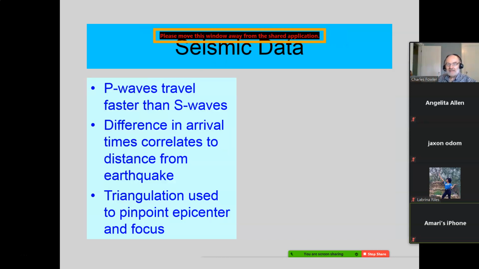Okay. Now, as I've said a couple of times already, the P waves, the primary waves, travel faster than the secondary waves, the S waves, the shear waves. The difference in their arrival times correlates to the distance from the earthquake. Now, here's a sort of dumb example of this, but hopefully it'll make sense. I don't know where you are right now. I'm just going to assume everyone's in Birmingham. Now, if you're not in Birmingham, just make up other towns. Let's say you're in Birmingham, and there's two of you, okay?